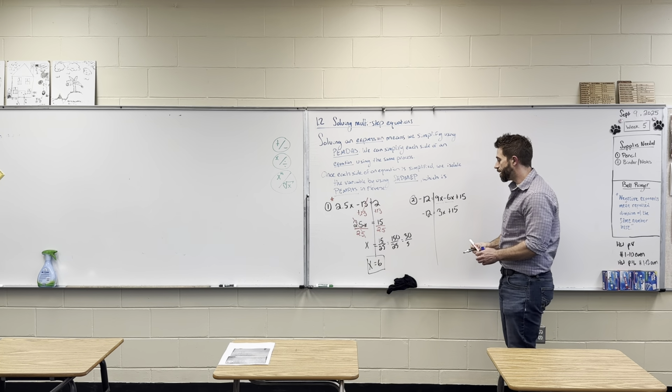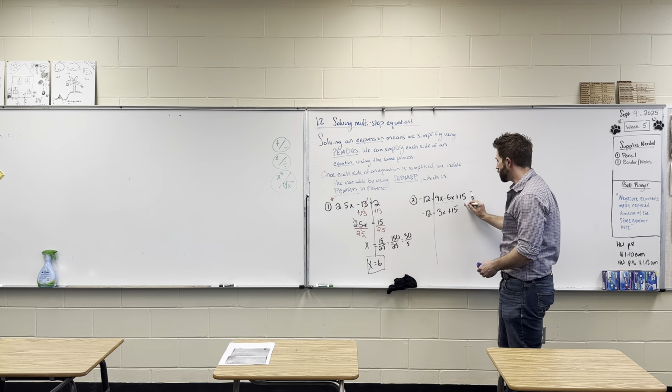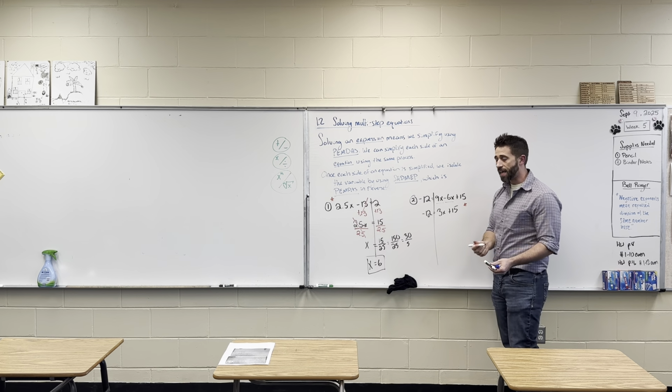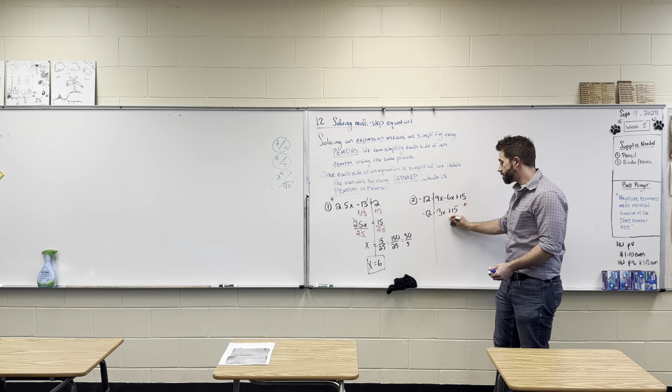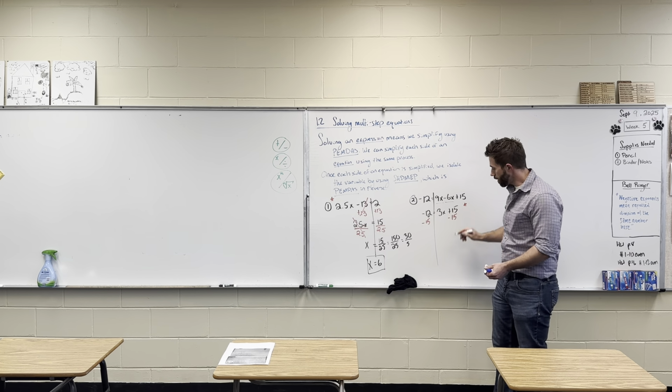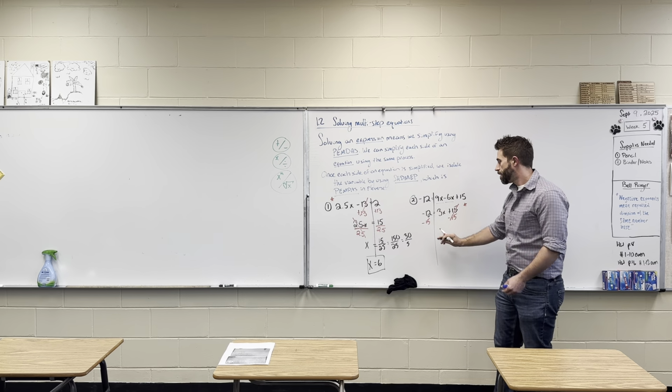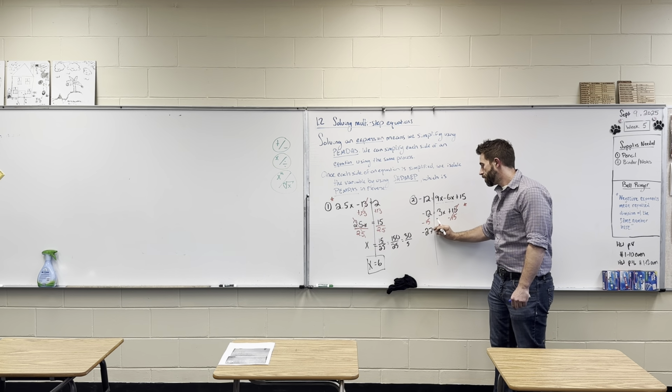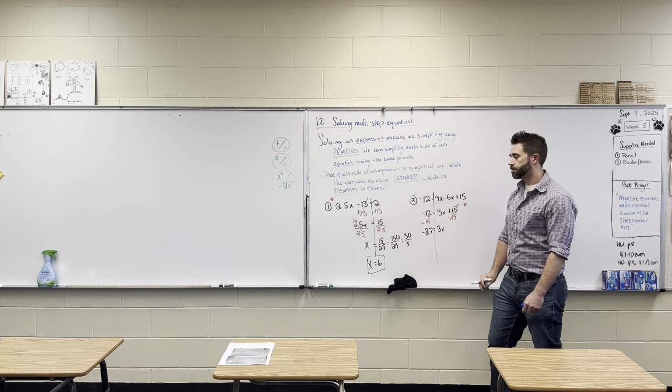I've got to find, is there anything on the side with my variable, which in this case is my right side, that is added or subtracted? And there is, it's a plus 15. So I'm gonna subtract 15. That's gonna necessarily cancel that out. And I'm gonna be left with negative 27 equals 3x.